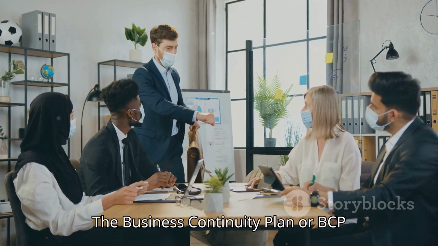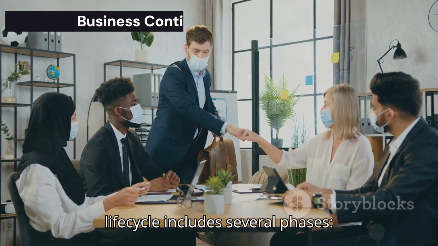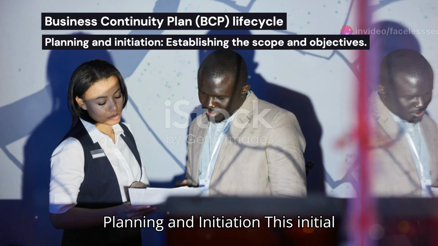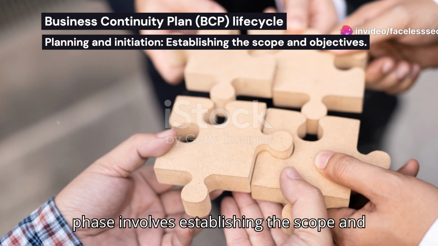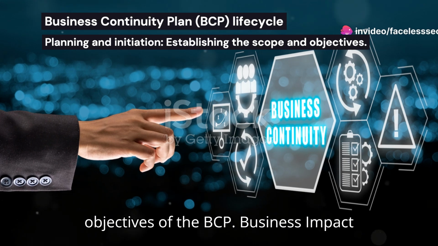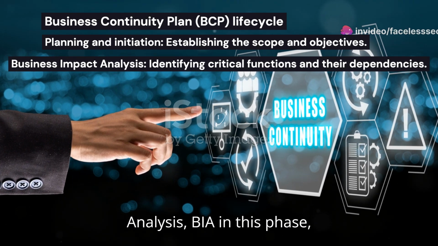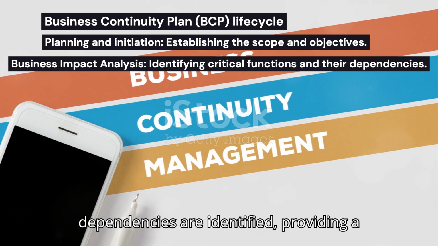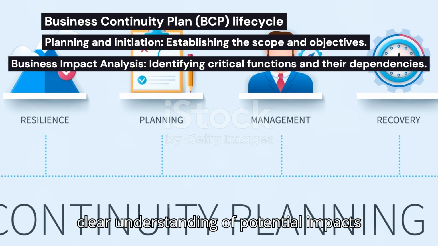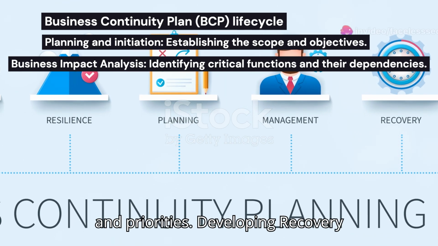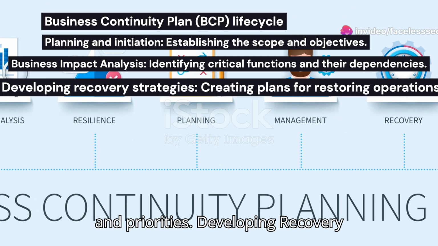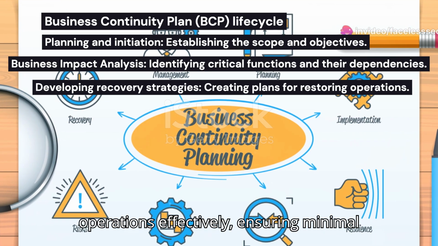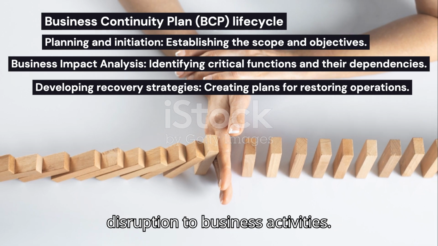The Business Continuity Plan, or BCP lifecycle, includes several phases. Planning and initiation. This initial phase involves establishing the scope and objectives of the BCP. Business impact analysis, BIA. In this phase, critical business functions and their dependencies are identified, providing a clear understanding of potential impacts and priorities. Developing recovery strategies. Plans are created to restore operations effectively, ensuring minimal disruption to business activities.